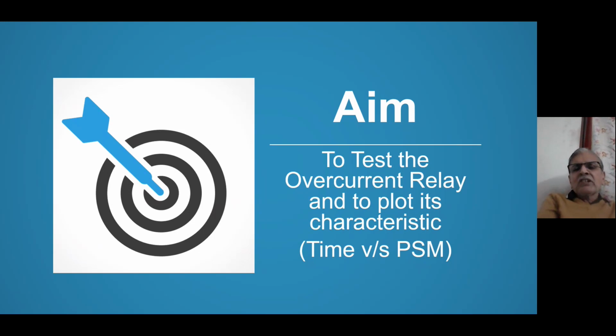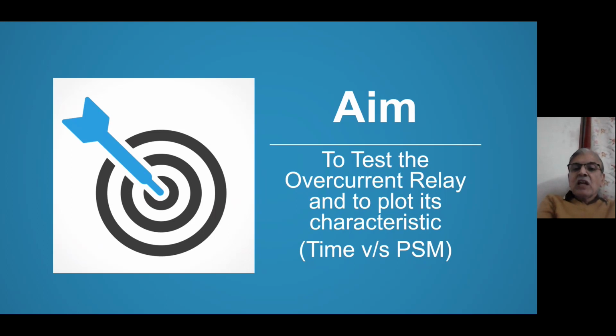So at PSM equal to 2, if time of operation should be 10 seconds according to theory, that means there is a formula for that. Standard formula is there. Say for normal inverse relay, 3 upon log 10 PSM into TMS. So it should give at TMS equal to 1 and PSM equal to 10 seconds. But if it gives 9.5 seconds, then that is an error. Now you should check up whether that error is allowable or not.